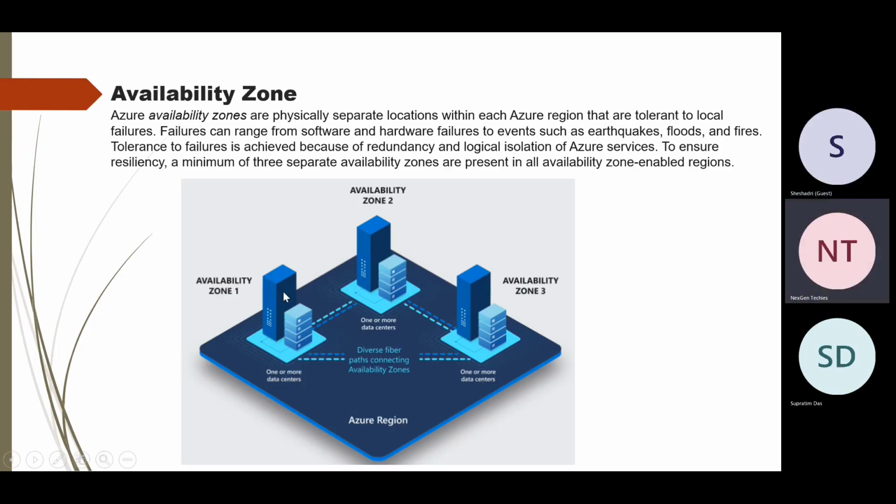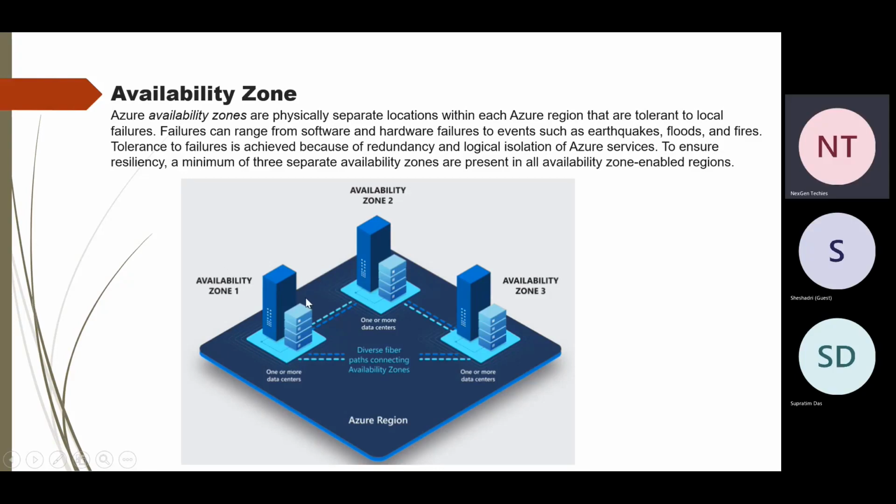If some disaster happens to availability zone 1, then you have availability zone 2 and availability zone 3. If you deploy your VMs in availability zones 2 and 3, then you won't face any downtime. Your VMs are available 24/7, which guarantees high availability. So this is the availability zone, which guarantees a 99.99% SLA of your VMs if you use the availability zone.